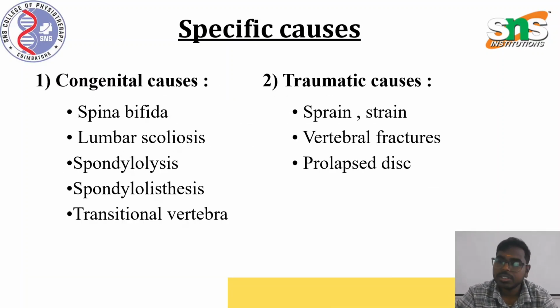So now we're going to see about the specific causes. The first one is congenital causes. What are the congenital causes for low back pain? The first ones are spina bifida, lumbar scoliosis, spondylolysis, spondylolisthesis, and transitional vertebra. And the traumatic causes are sprain, strain, vertebral fractures, and prolapsed intervertebral discs.